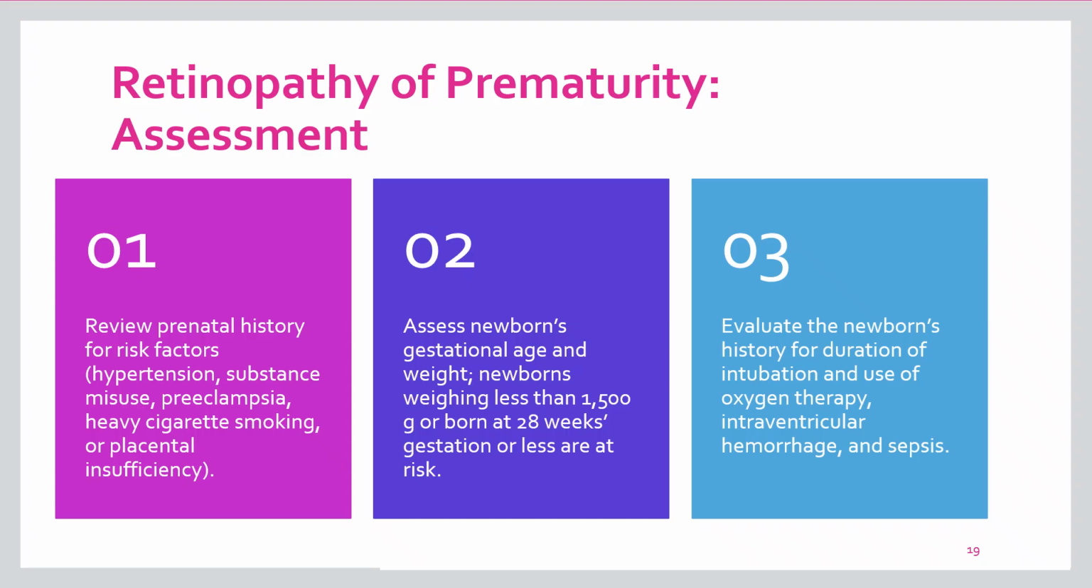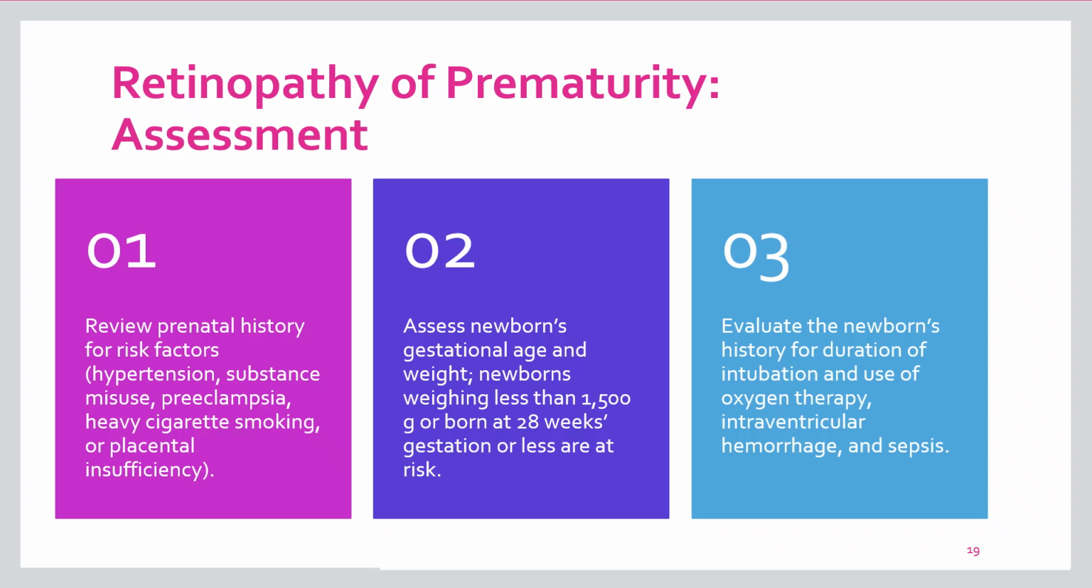So how do we assess it? Review prenatal history for risk factors. So if the mother has hypertension, substance misuse, preeclampsia, heavy cigarette smoking, or placental insufficiency, this can lead to retinopathy. Placental insufficiency, like any kind of placental insufficiency, cord compression, or even hypertension can lead to placental insufficiency, where the placenta is not sufficient to provide oxygen to the baby.